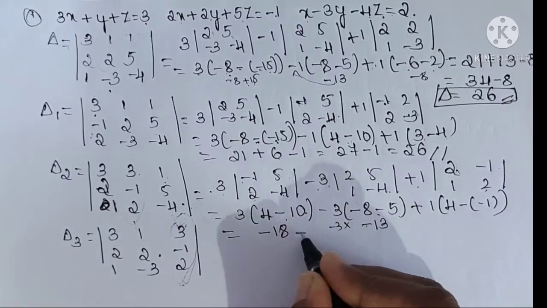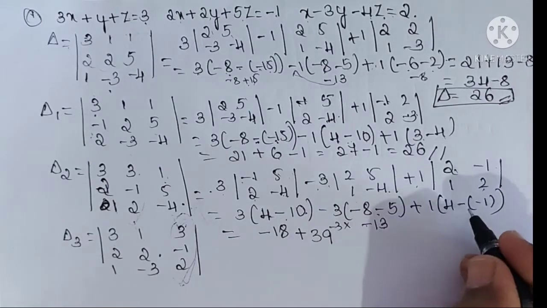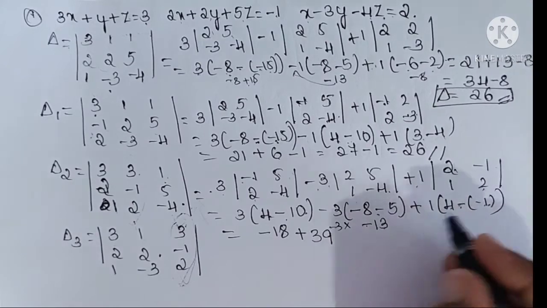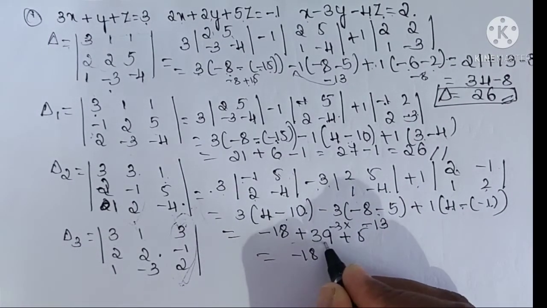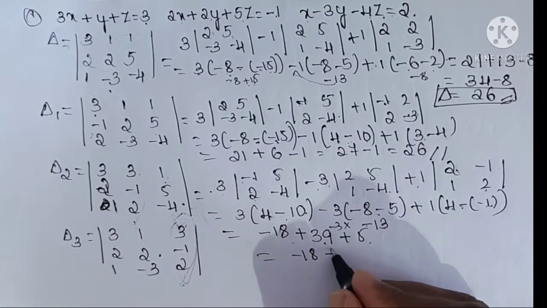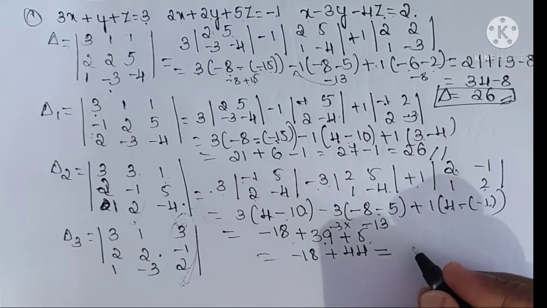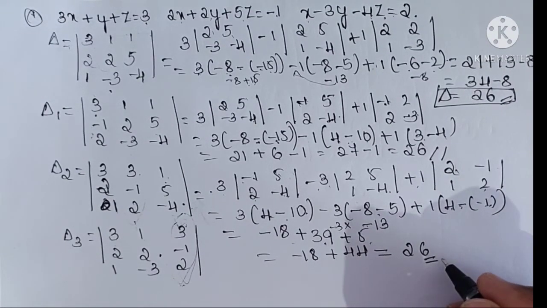Minus into minus is plus. 13 3s are 39. Minus into minus is plus. 4 plus 1 is 5. 5 into 1 is 5. Minus 18 as it is. 39 plus 5 is 44. 44 minus 18 is 26. Delta 2 is equals to 26.